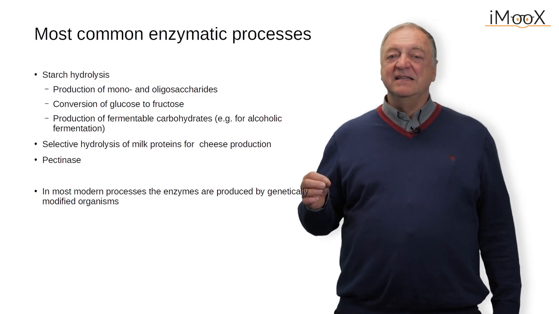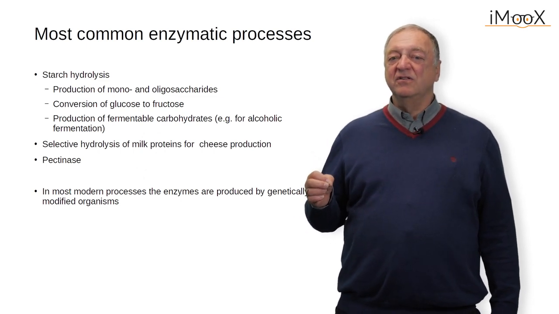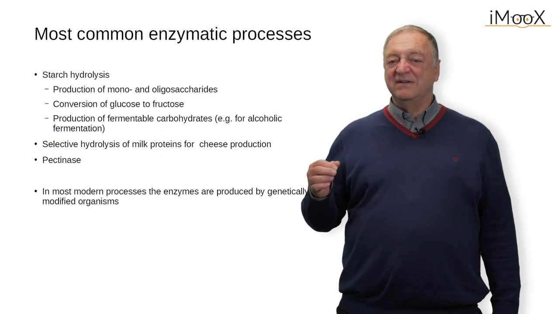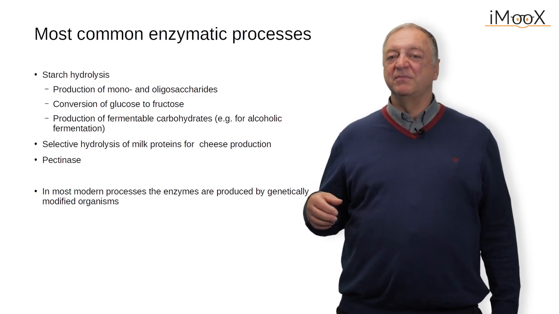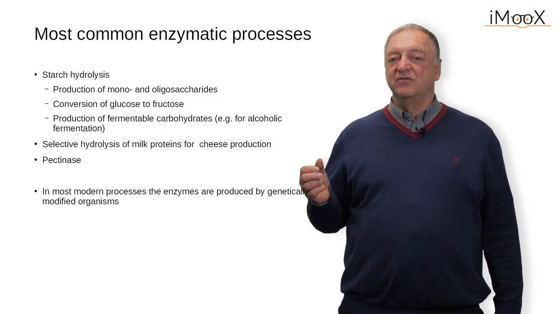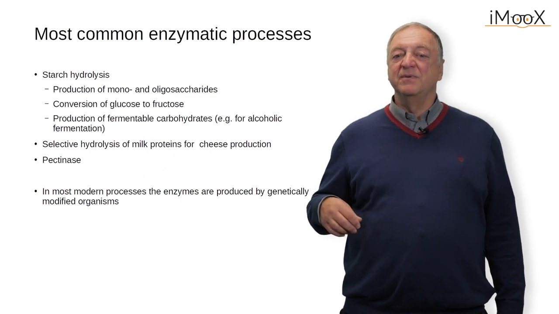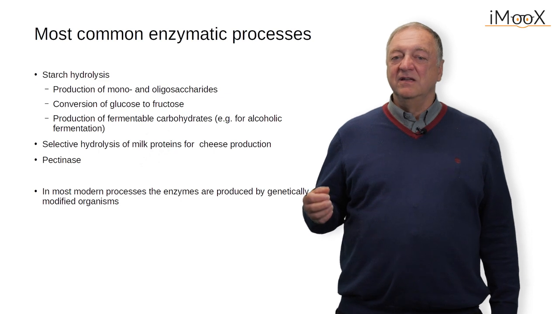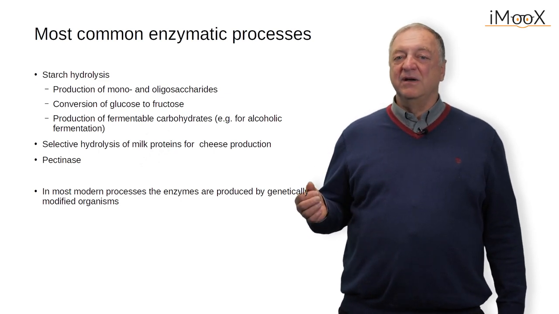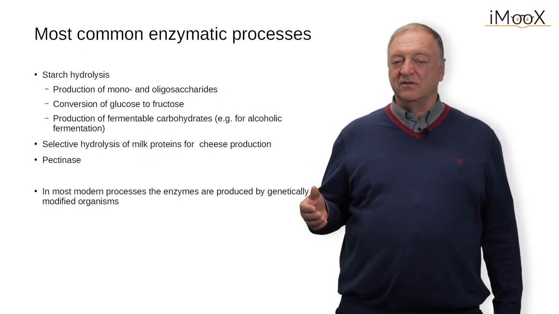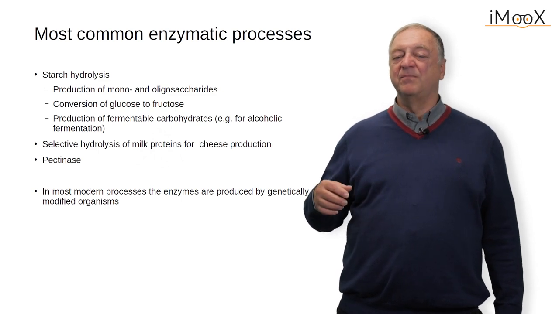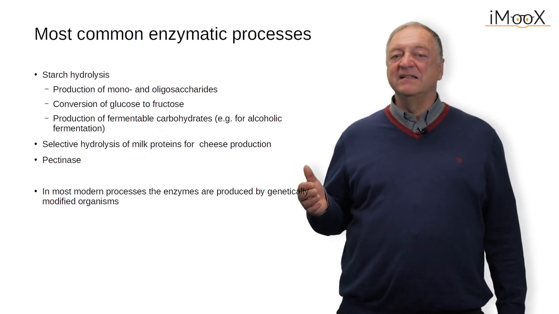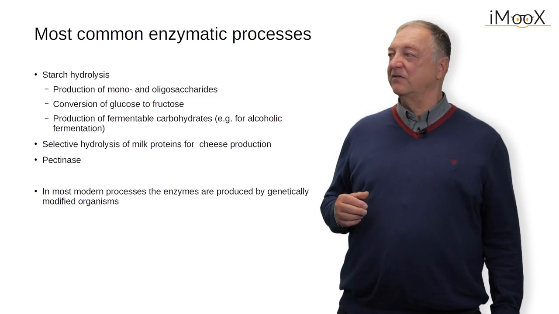What has to be said is that normally the enzymes used are not naturally extracted, but are produced with genetically modified organisms because of the higher intensity of the production and the higher volume of these enzymes available at lower cost. So GMOs are used for practically every enzyme that is used for food manufacturing.